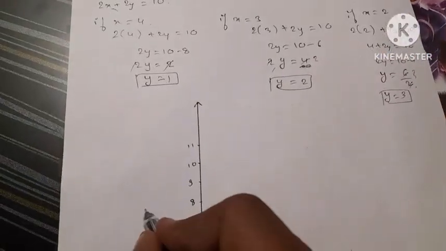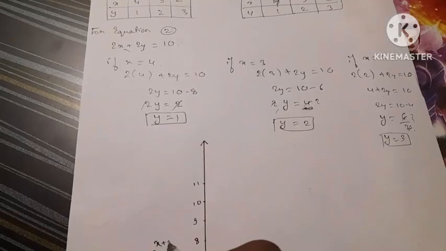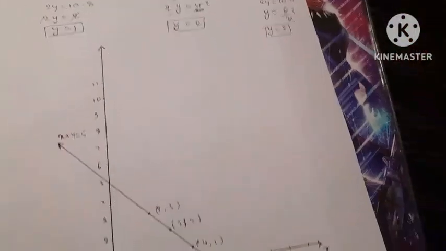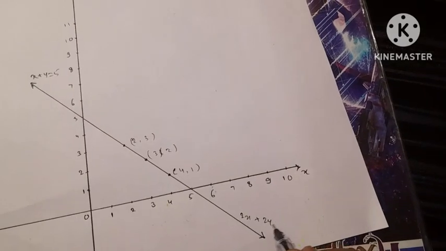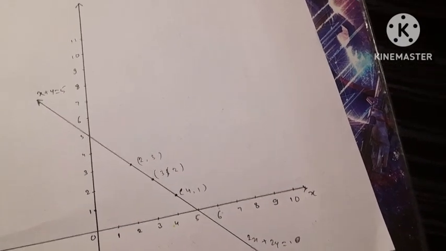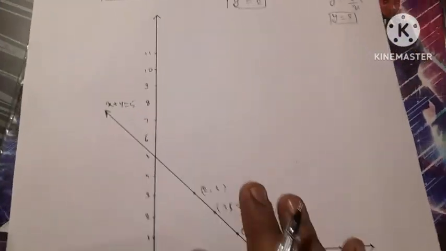So these points we got from here. Since they are similar, I just plotted them once, and you have to write the equations. One here, x plus y equal to 5, and here 2x plus 2y equal to 10. Okay, so we have to write a statement here.